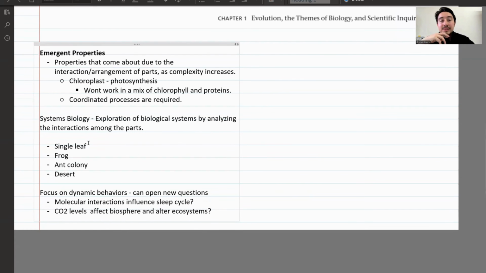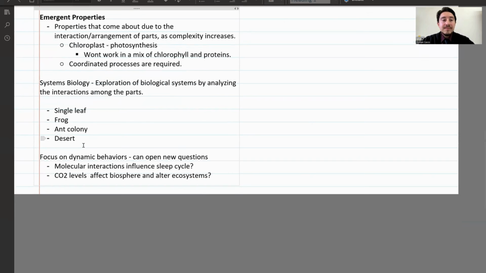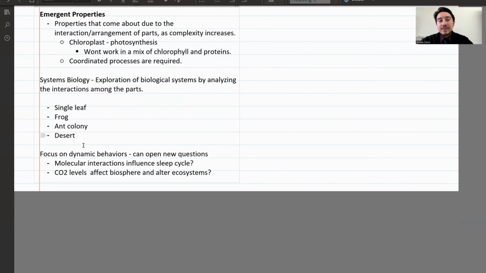Okay. And then so that idea of emergent properties and getting different components and putting them together is in a nutshell called systems biology, right? You're exploring biological systems by analyzing interactions between whatever parts you're focusing on. It could be a single leaf. It could be a whole organism like a frog. It could be a colony of ants, right? What's their individual behavior, and then as a whole, right? It could be an entire ecosystem. So it's a broad concept, but it defines the point of emergent properties.